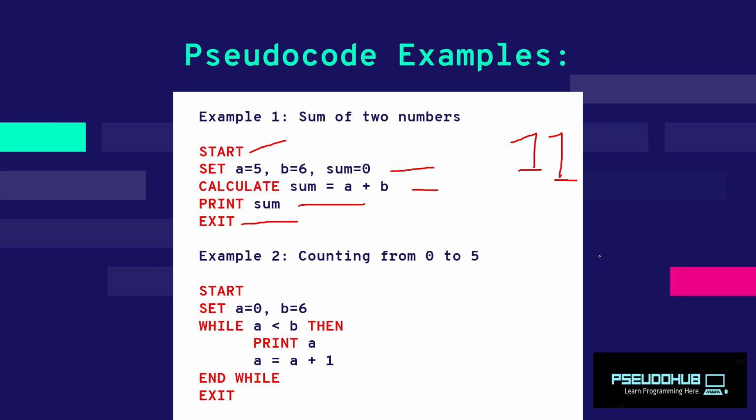And then another example is counting from 0 to 5. If you want to display 0, 1, 2, 3, 4, 5, the 0 is your starting point, and the 5 is your ending point. So again, we start, because that's where our program begins, and then we set the values: A is 0, the starting point, and B is equal to 6.